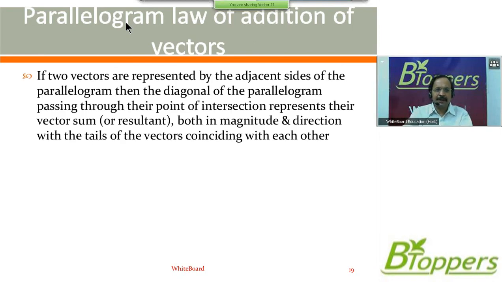So look at the statement of the parallelogram law of addition of vectors. If two vectors are represented by the adjacent sides of a parallelogram, and the diagonal of the parallelogram passing through their point of intersection represents their vector sum or resultant both in magnitude and direction, with the tails of the vectors coinciding with each other.